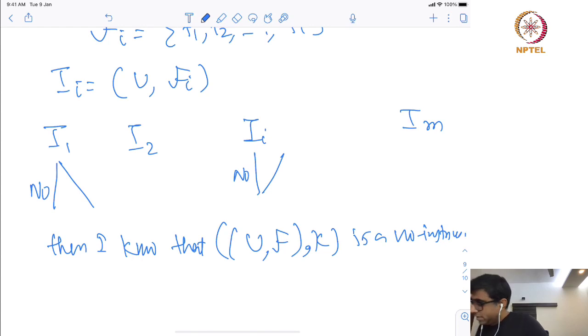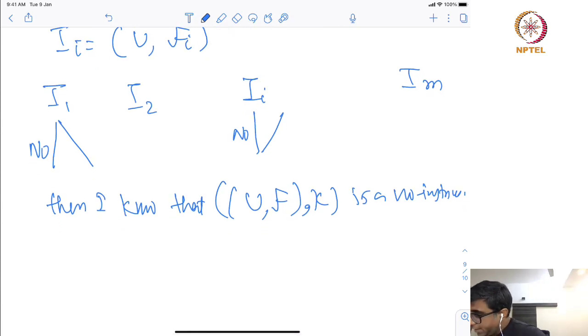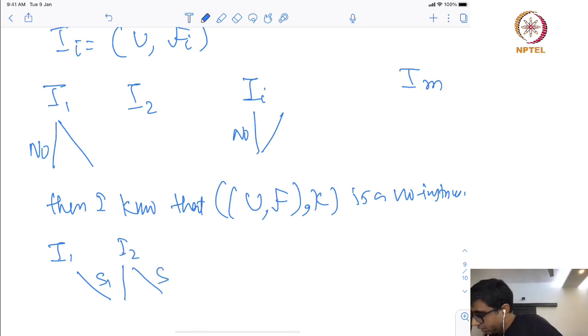Because if you can't even hit a small subset of the family with K elements, how can you hit all the sets? This is exactly like the way we have been doing for vertex cover or feedback vertex set, so this is a perfectly valid reason. Now suppose we don't get a no. Then we are going to get I1 and some set S1, then I2 and S2, and so on. Look at Si and look at Ii plus 1.